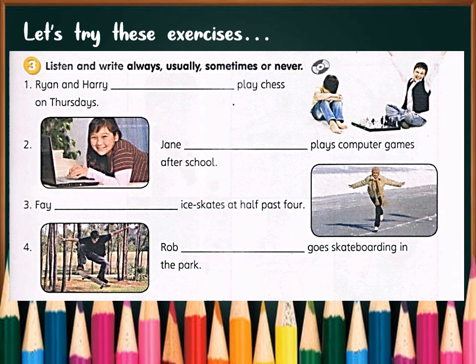3. Hey, Justin. Where's Faye? What time is it? It's 4:30. Why? Faye always ice skates at 4:30. Let's go watch her ice skate. That's a great idea.